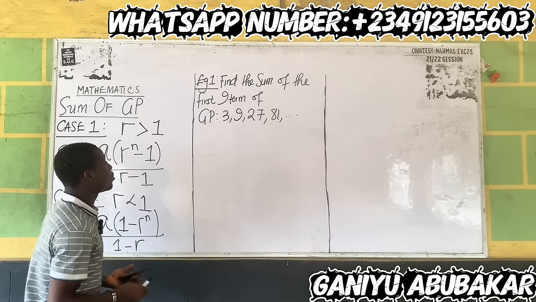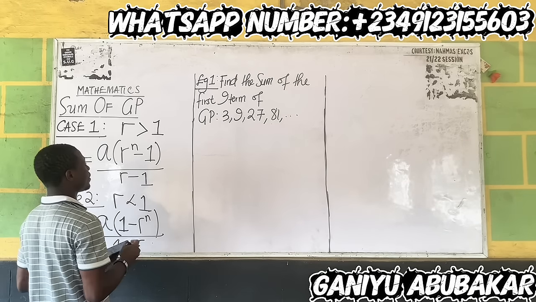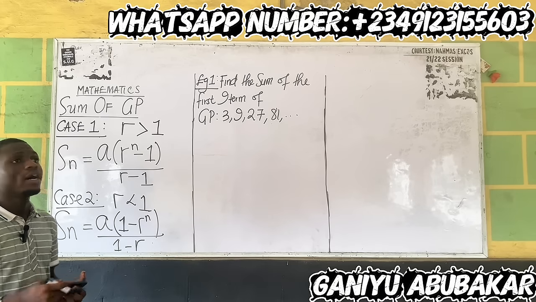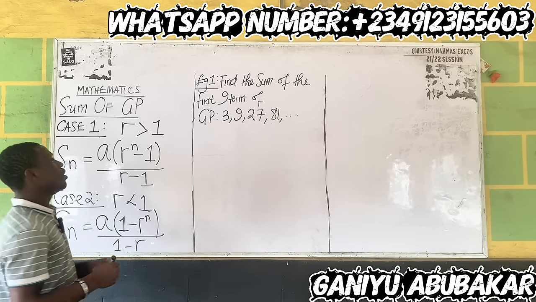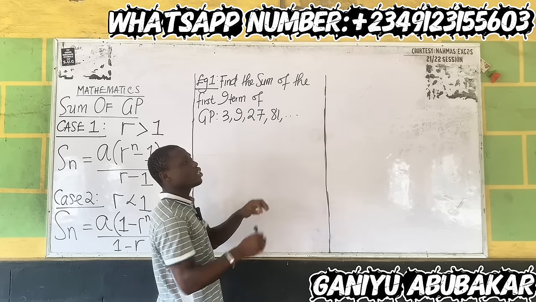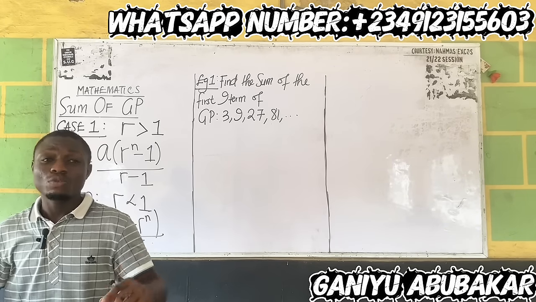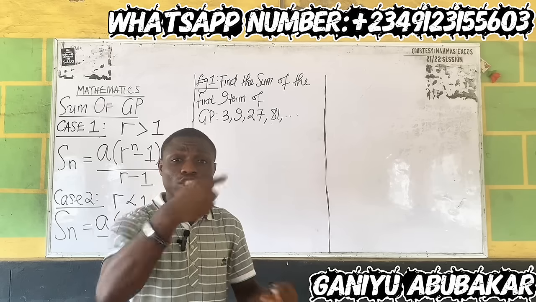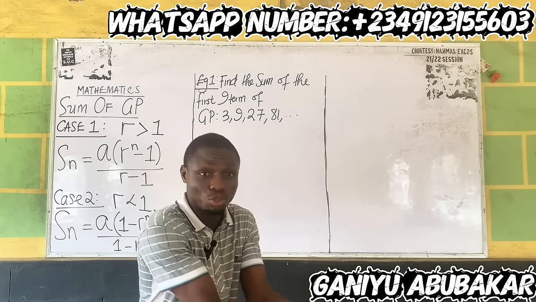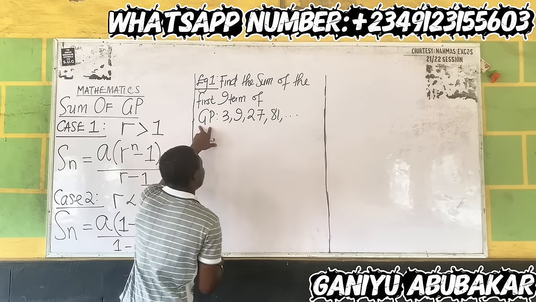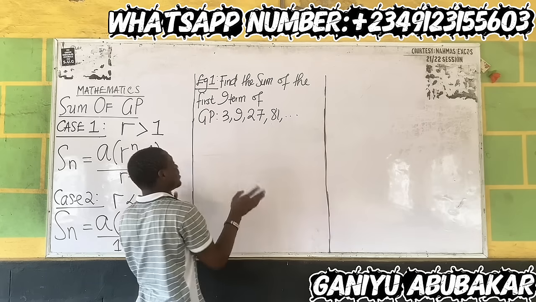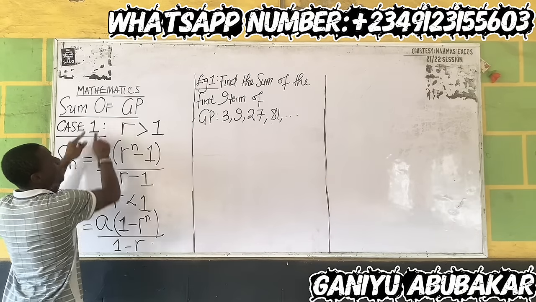That's the meaning. Listen, they won't tell you in the exam whether to use the sum of AP or the sum of GP. By your question, you should be able to determine which to use. In this case, I'm seeing GP, I'm seeing sum. So my task is applying the sum of GP.